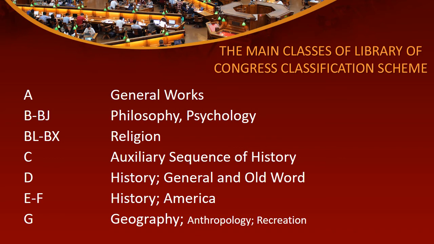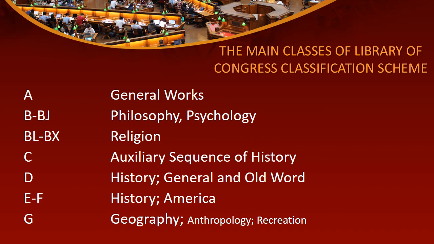A is given to general works. That means any work that you don't know where else to classify under the Library of Congress scheme should be put in general. Then B to BJ for philosophy and psychology, BL to BS for religion, C for auxiliary sciences of history, D for history general and old world, E to F for history of America.